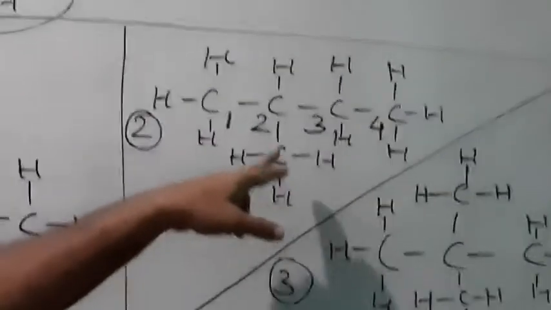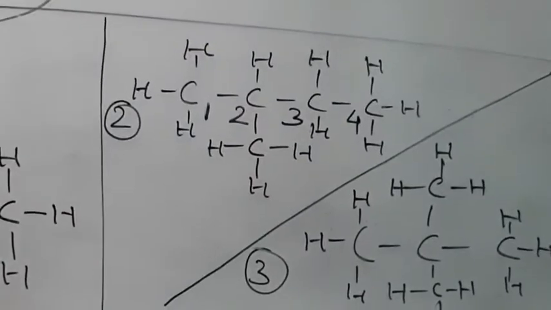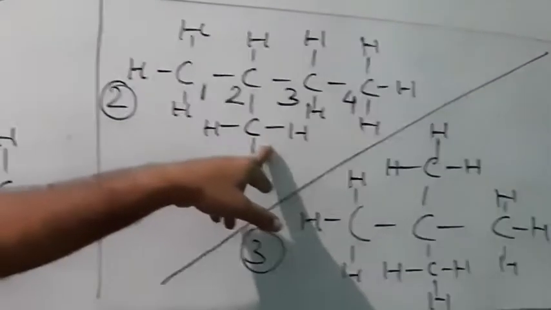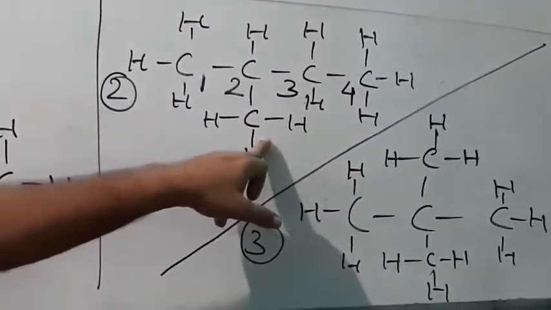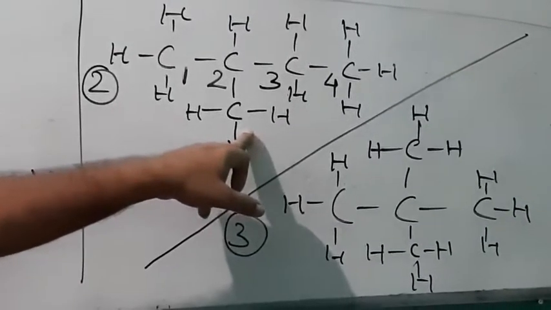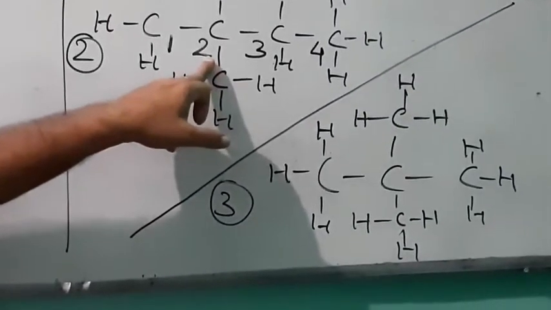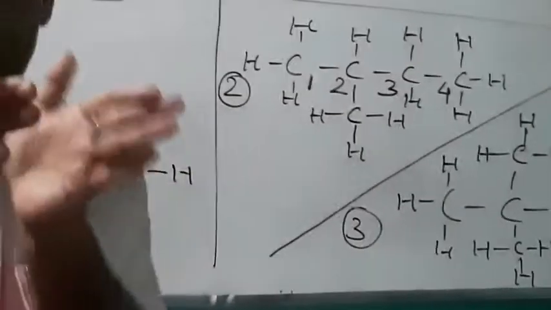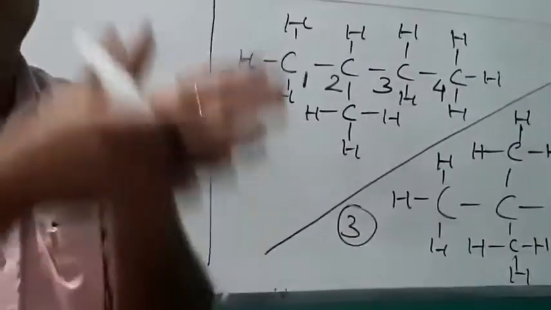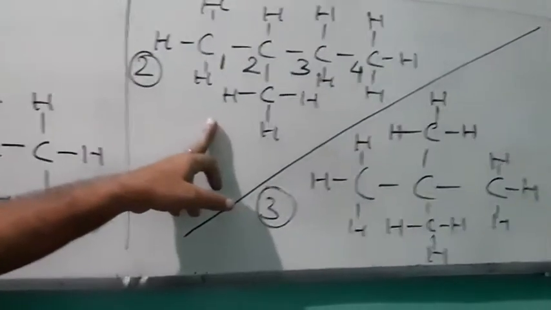Now at the second carbon, what is it here? A CH3 group. What do we call a CH3 group? Methyl. Where is it? At the second carbon. It acts as a prefix. So prefix plus word root plus suffix. So what would be the name of this compound?